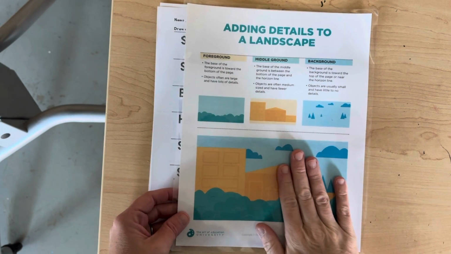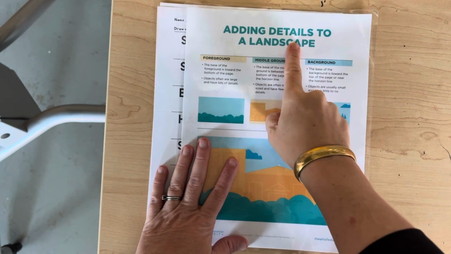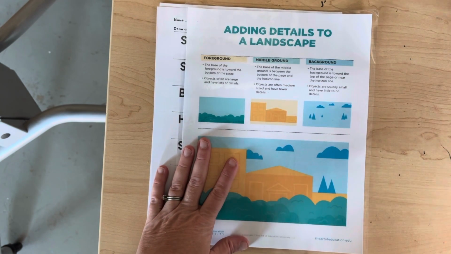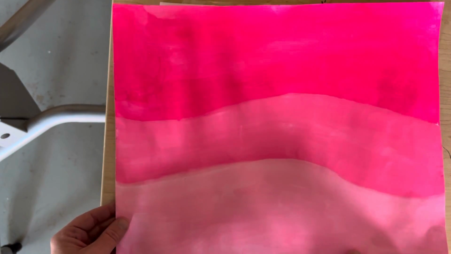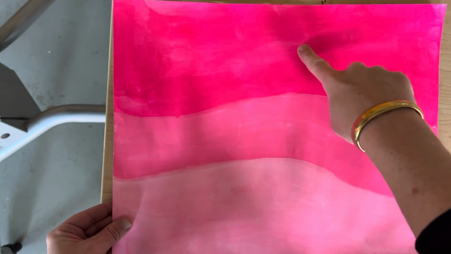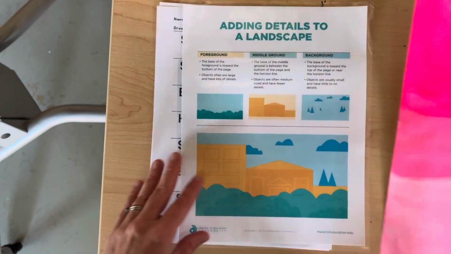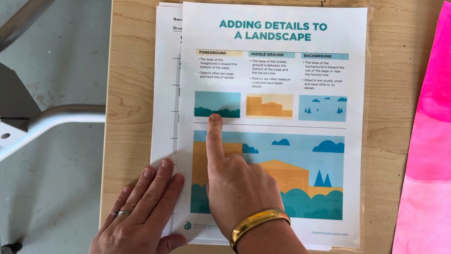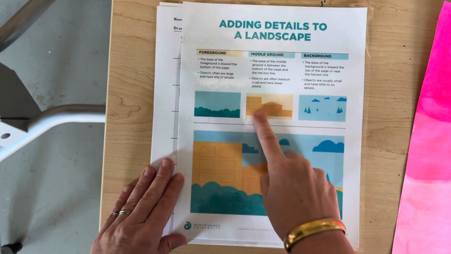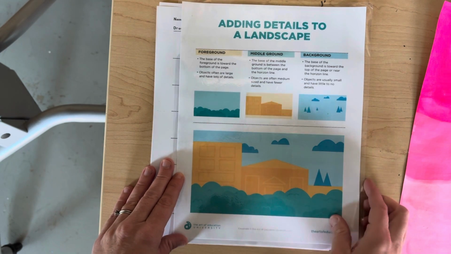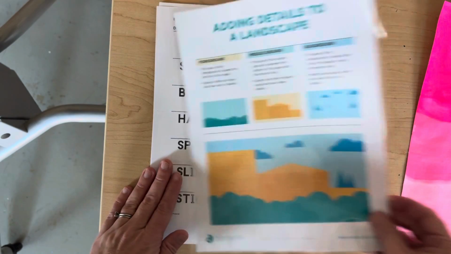Okay, today we're going to be adding details to our really beautiful landscapes that have a background, a middle ground, and a foreground. So our details need to include the foreground, the middle ground, and the background. What do we want to add to each part of our landscape?